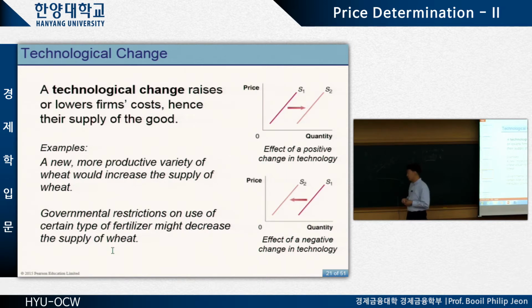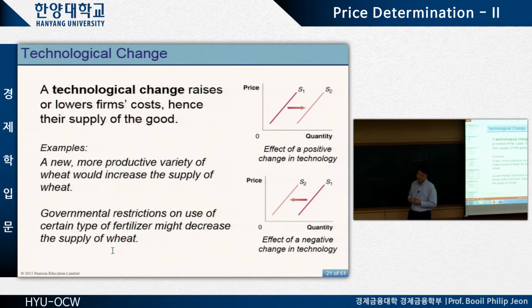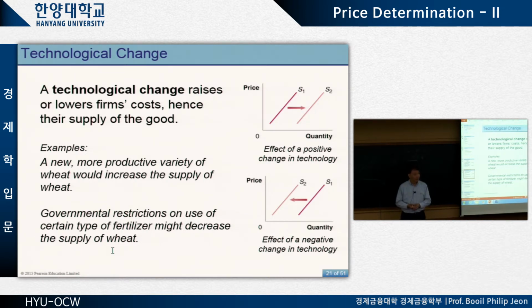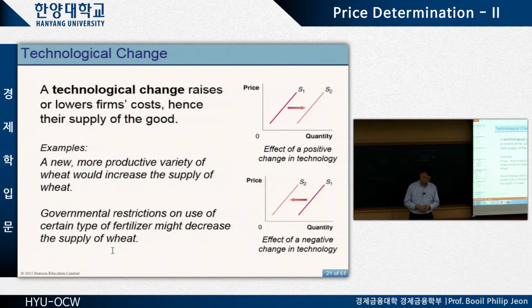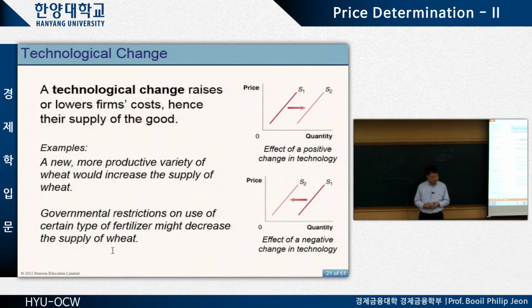What if you have worse technology? It's hard to imagine having a worse technology. I mean, technology usually develops and improves every year, right? But I guess the only thing we can imagine is here. Governmental restrictions on use of certain type of fertilizer might decrease the supply of wheat, right?